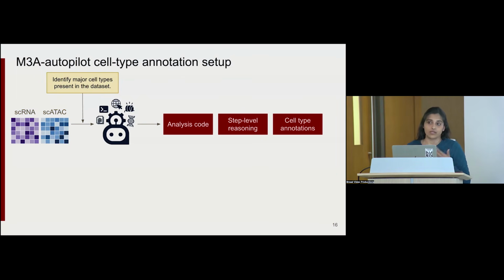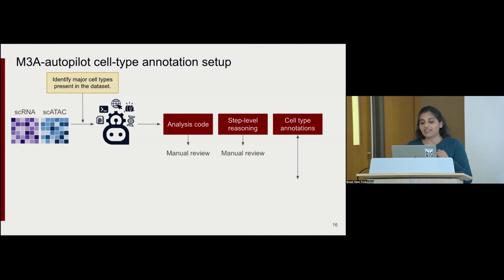If the agent decides to write its own code, which could be because the agent is exploring the data set, or it decides to do something that a tool is not available for, it will write that code and we save that code. Step level reasoning information is available. And then finally, the task leads to the cell type annotations that we want to check.